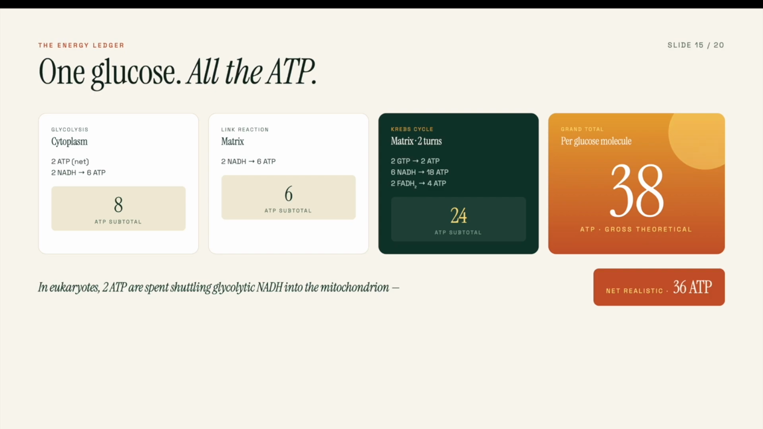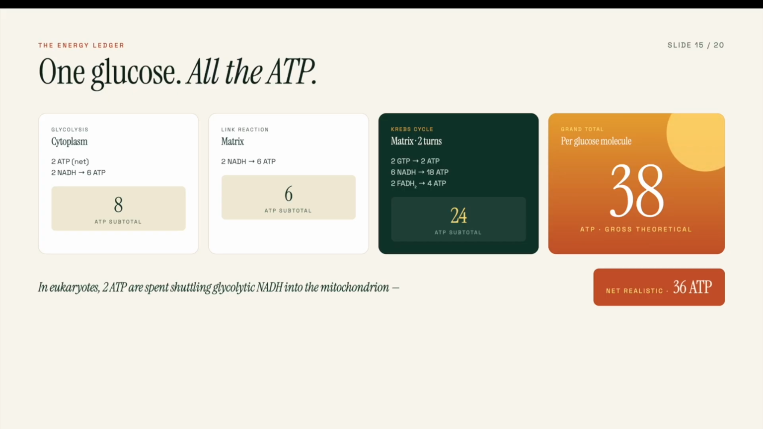The Krebs cycle gives 2 GTP directly, 6 NADH and 2 FADH. Each FADH is worth 2 ATP. So Krebs cycle total is 2 plus 18 plus 4 equals 24 ATP. Wait, I should correct: 2 GTP plus 6 times 3 for NADH plus 2 times 2 for FADH equals 2 plus 18 plus 4, which equals 24.